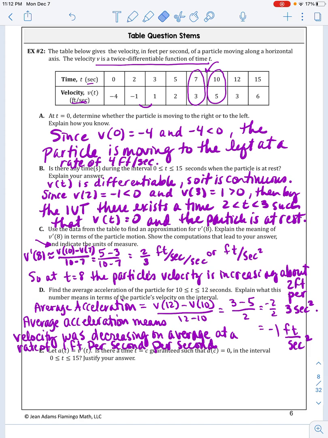And I didn't mean to put a little dot there, but somehow I did.